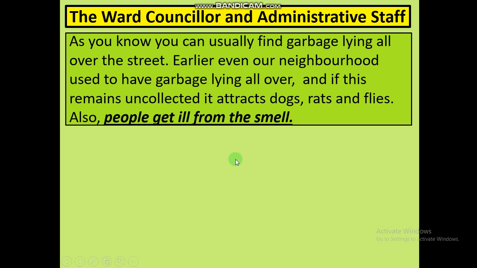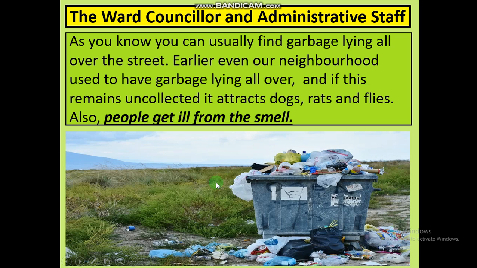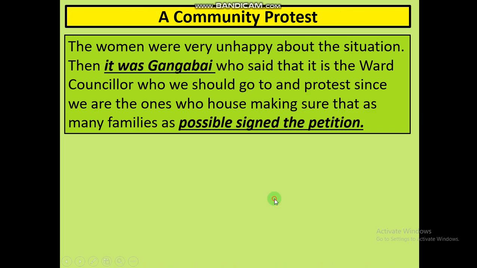As you know, you can usually find garbage lying all over the street. What happens if there is no municipal corporation? The city will be full of garbage all around. Earlier, even our neighborhood used to have garbage lying all over. This is said by Yasmin Khala, that our colony used to have a lot of garbage all around, and if this remains uncollected, it attracts dogs, rats, and flies. And what happens thereafter? People start falling ill.